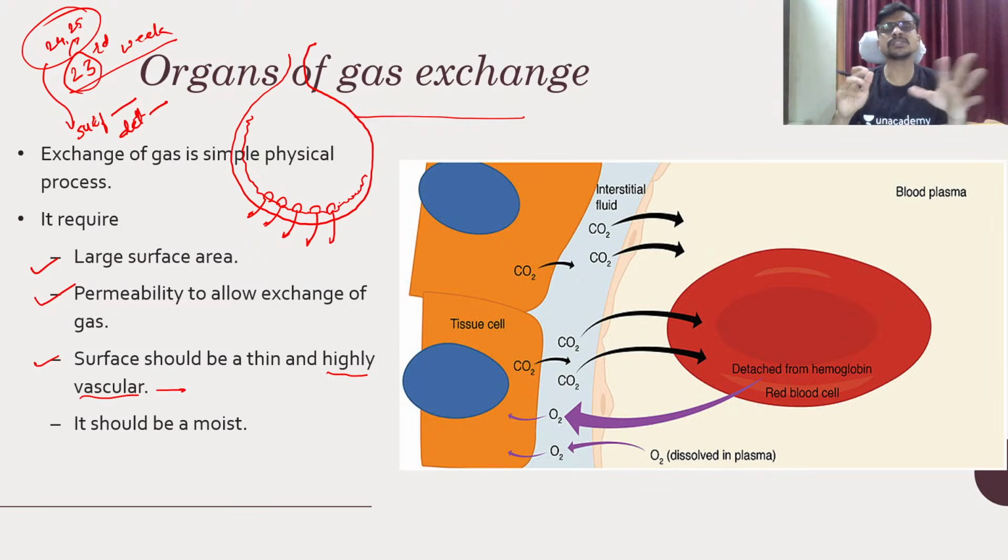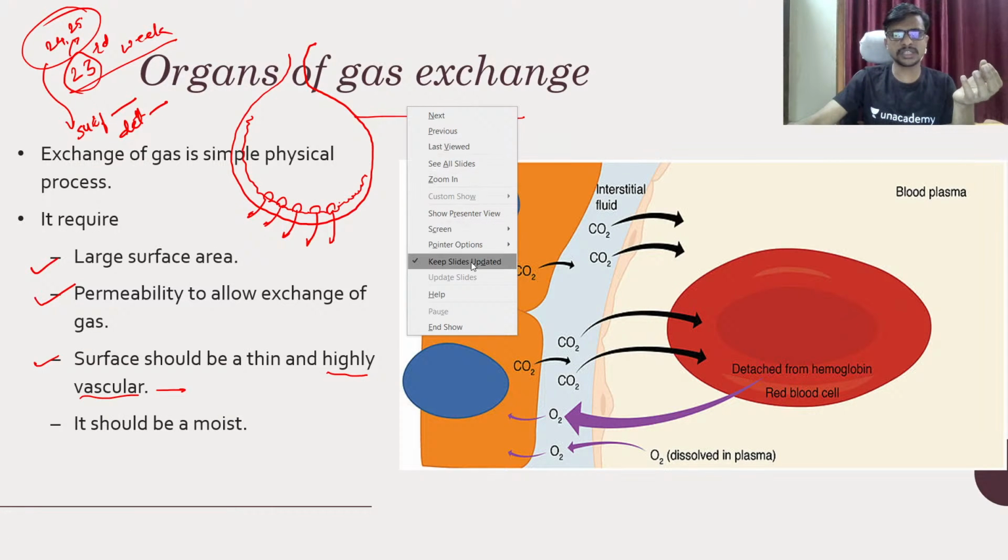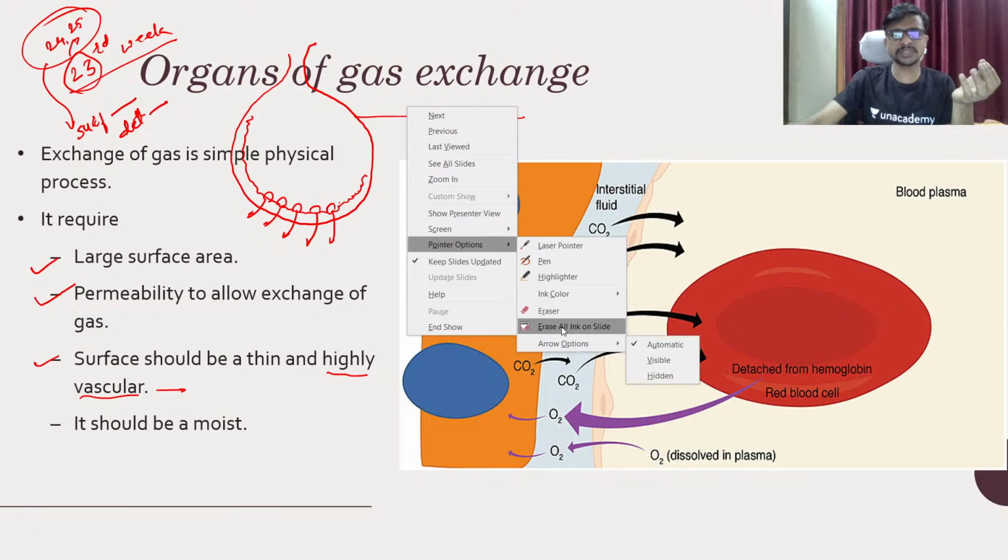Okay, so actually this is a different thing but it required moist substance, otherwise it is very hard to exchange the gaseous at the surface which is dry. Okay, so it required the moist surface. Please keep this point in your mind.